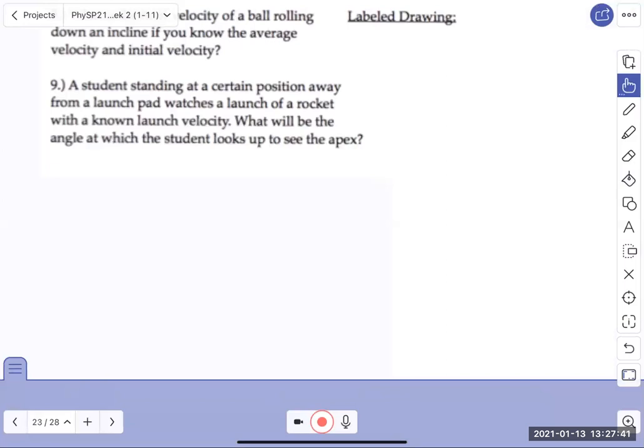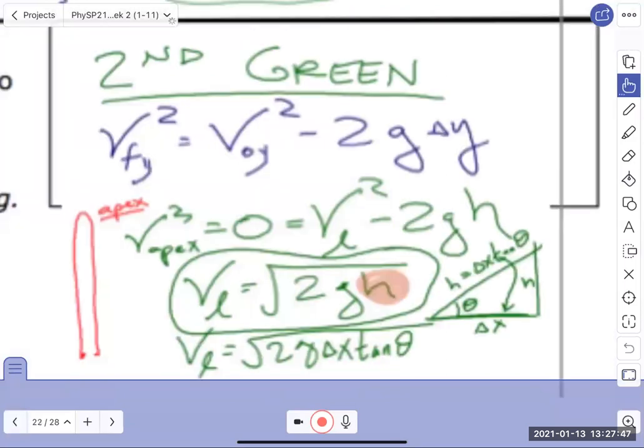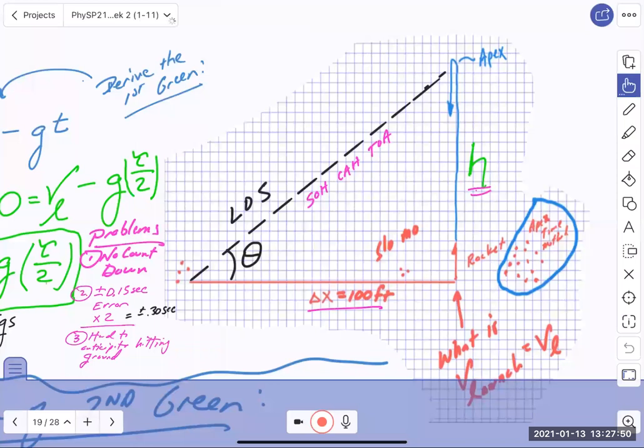Now nine is brand new, right? The situation is like what we did yesterday. It's like this, where we're launching a rocket, what we're going to do tomorrow. We have somebody standing back here. This time they know the launch velocity. Like in guns and bullets, they'll have muzzle velocity. They've already determined how fast this bullet comes out of this gun. So it's called a muzzle velocity. You can look it up. Rockets as well. We know what these Estes rockets are, or class A, B, C, D, whatever. We know what their launch velocities are.